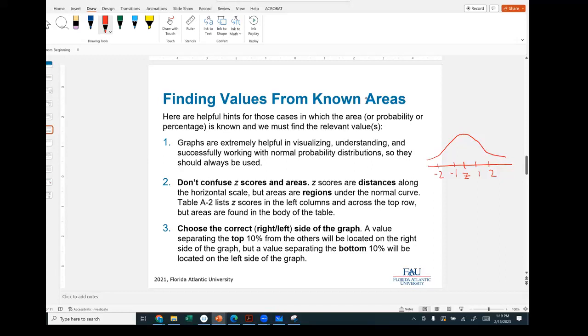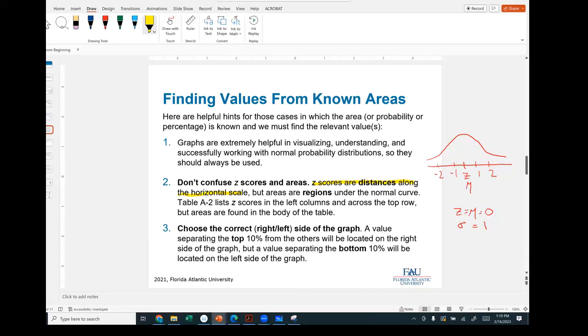So this is also mu, and this is where z equals 0. So mu and z equals mu equals 0. And then here we have sigma is equal to 1. We've made it so that our mean is 0 and our standard deviation is 1 by converting to a z-score, if that's what we're doing. So that's what this is saying. This is saying z-scores are distances along the horizontal scale, which is what I just showed you.